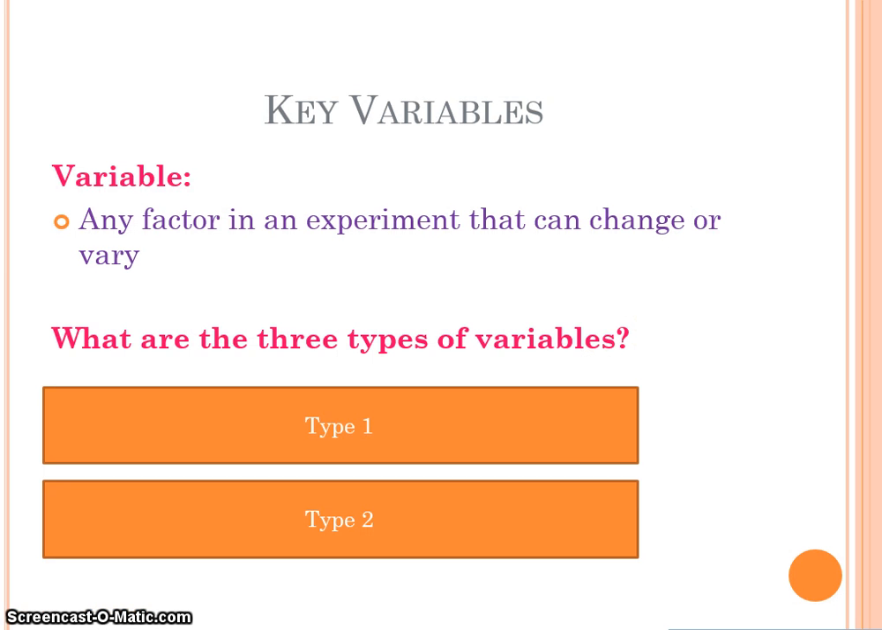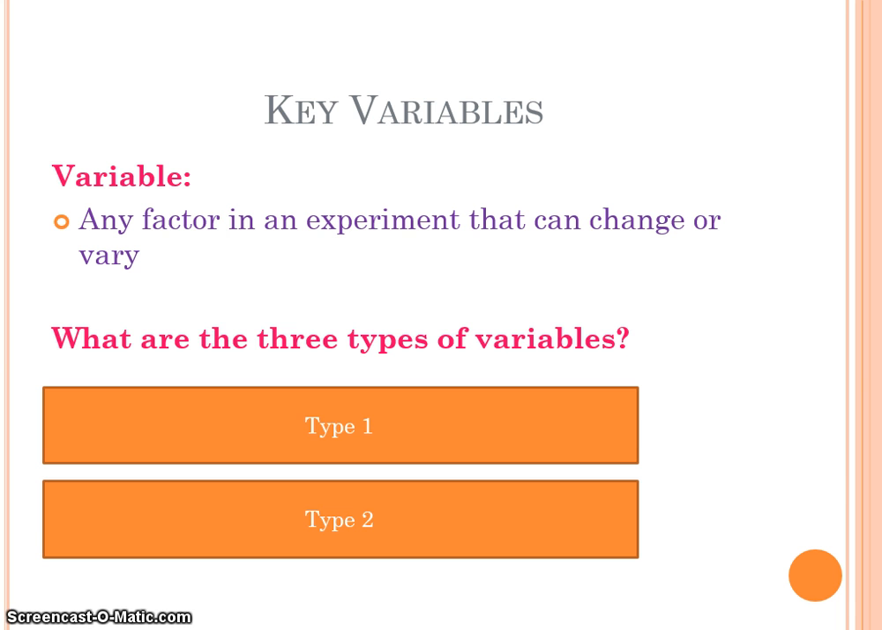Okay, so let's begin with some definitions. So a variable generally is any factor in an experiment that can be changed or varied. So in psychology, we've already looked at the two key variables that you need to be able to understand what they are and then identify them.